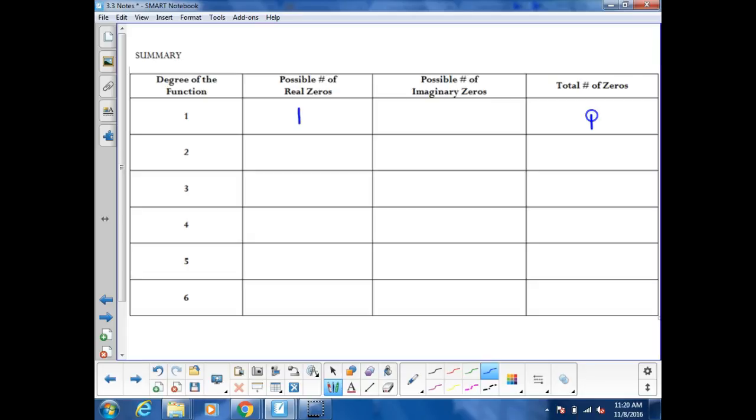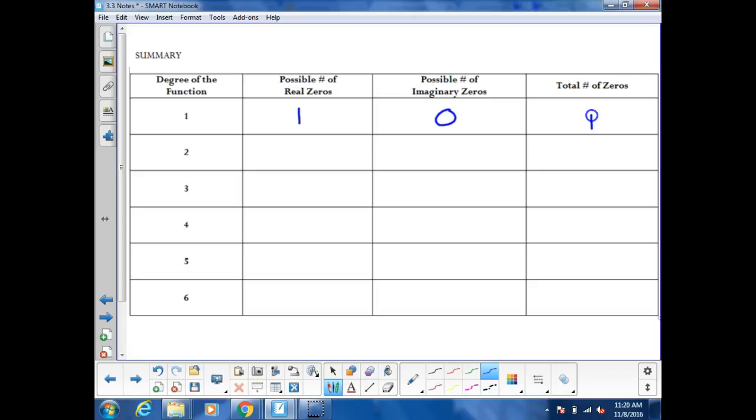Do we have any imaginary zeros? How many total zeros? Total, 1 total one, right? And if that 1 is real, that leaves us how many imaginaries? 0. There can't be an imaginary one there.